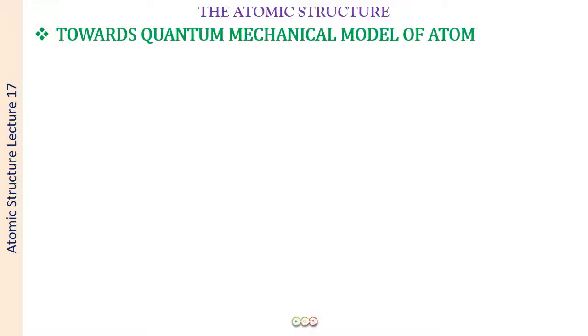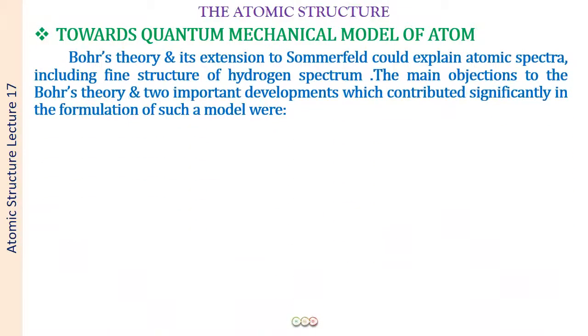Now let us move towards the quantum mechanical model of the atom. So Bohr's theory and its extension to the Sommerfeld theory could explain atomic spectrum, including the fine structure of hydrogen spectrum. Well, you'll say, ma'am, you just now said that Bohr's theory could not explain the fine structure of hydrogen. Yes, I told that, that was correct. But then this theory was extended to the Sommerfeld atomic theory.